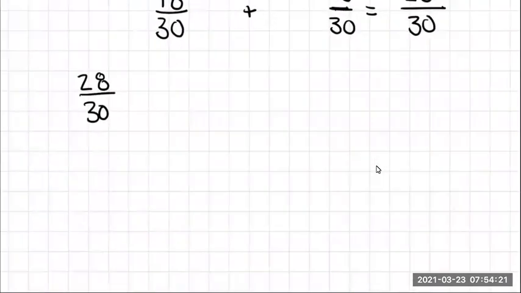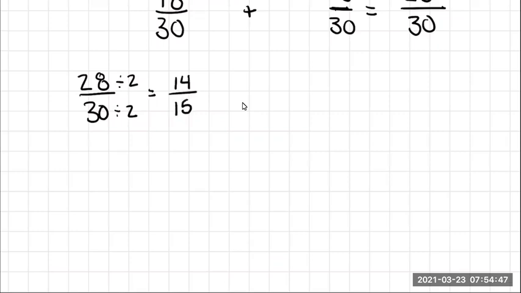So when we are simplifying, what we want to do is find a common factor between these two numbers. Well, I know that 28 has a factor of 2 and 30 has a factor of 2 because they are both even numbers. So I can divide both of these numbers by 2. So we can start there. 28 divided by 2 is 14, and 30 divided by 2 is 15. Now we have 14 fifteenths, and 14 fifteenths do not have a common factor. So that is our answer in simplest form.